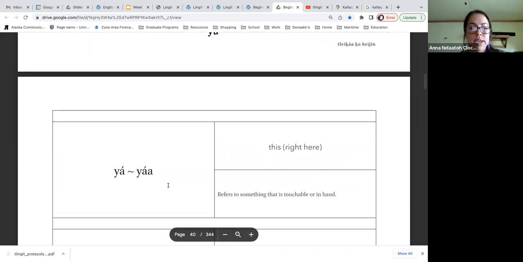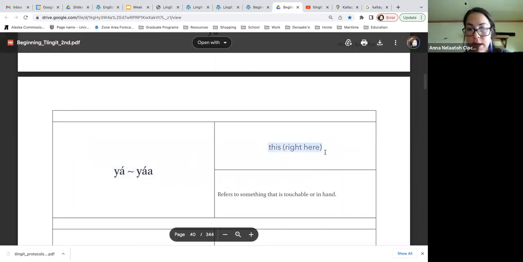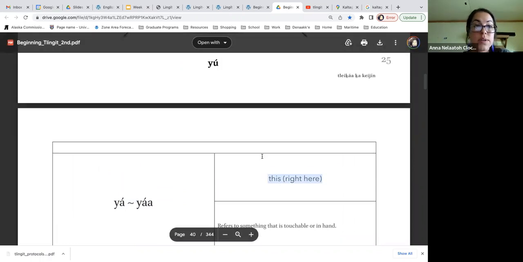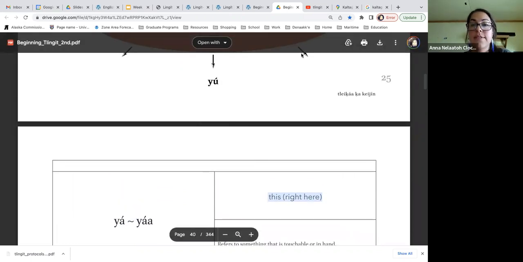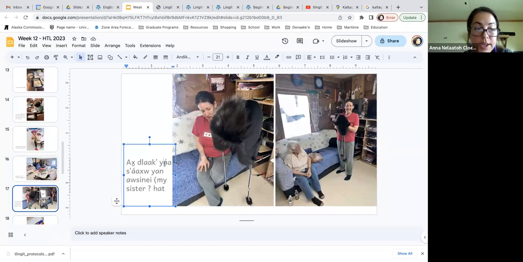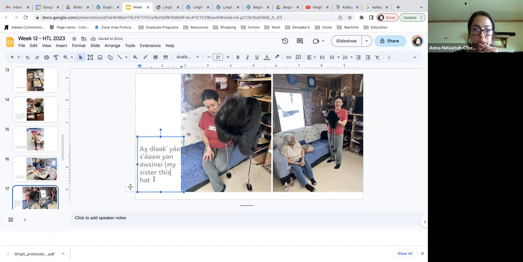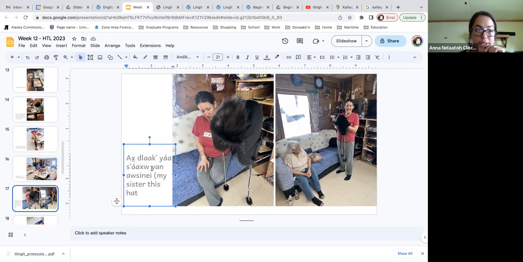And so ya just means this right here. And so this is on page 25 for folks who are curious. So I would translate this ya sa as this hat. And then we have this yun ausene. Is anyone familiar? Have you heard this verb yet?